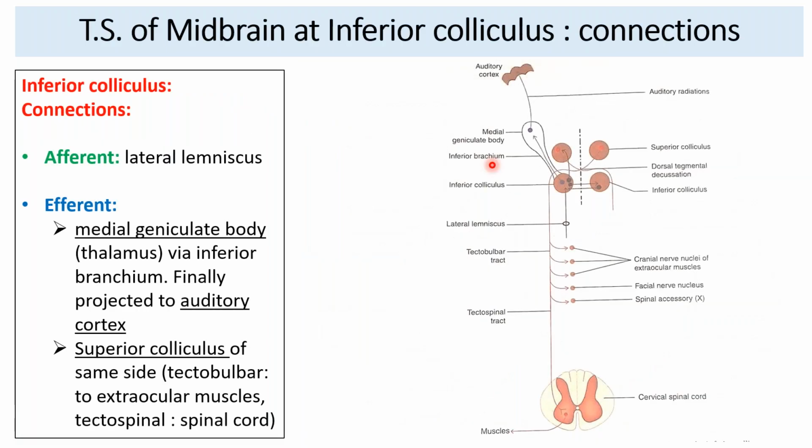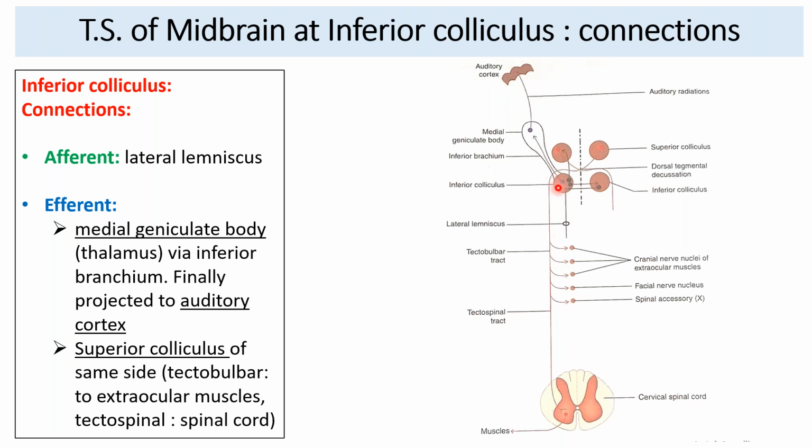So now let us see the connections of the inferior colliculus. In this particular section, this is the cervical spinal cord, and this is the level of the superior colliculus and inferior colliculus. The inferior colliculus, through the inferior brachium, is connected to the medial geniculate body. This is the medial geniculate body, through which the auditory impulses are going to the auditory cortex. So this radiation is the auditory radiation.